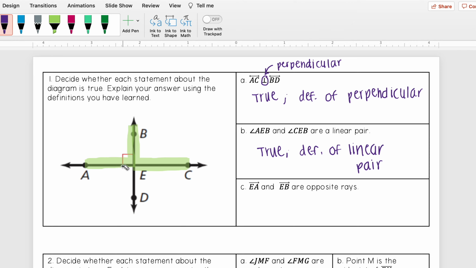Okay, and then the last one, I want to see whether EA and EB are opposite rays. So if you remember, those were rays that go in opposite directions and end up forming a line. And so I see that EA is this ray, starting at E, and goes out towards A. EB, E is again my endpoint, going out towards B. And so I see looking at this diagram that this is not opposite rays. An opposite ray would have been if we had EC, and that's because they then form a line.